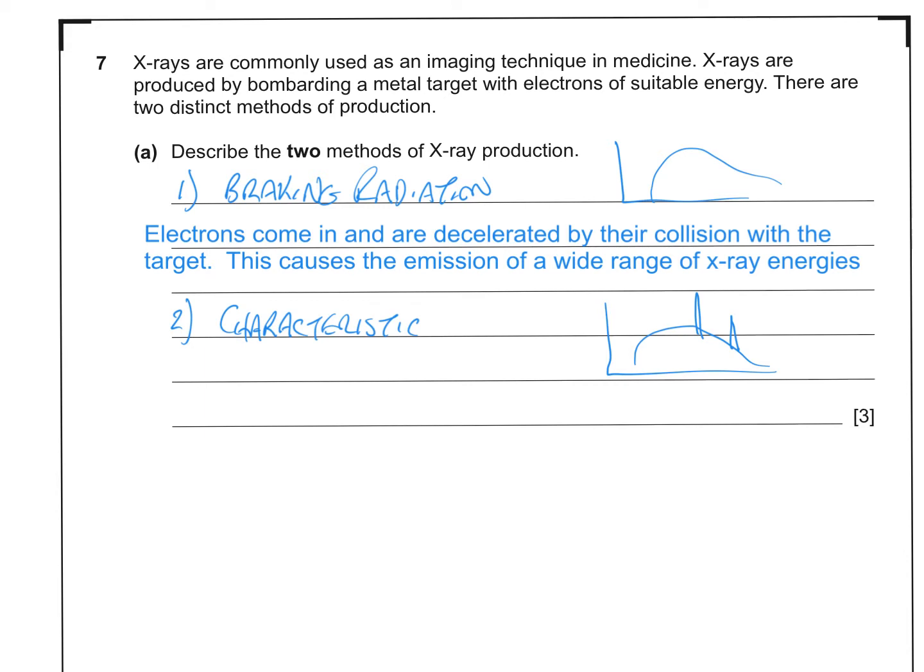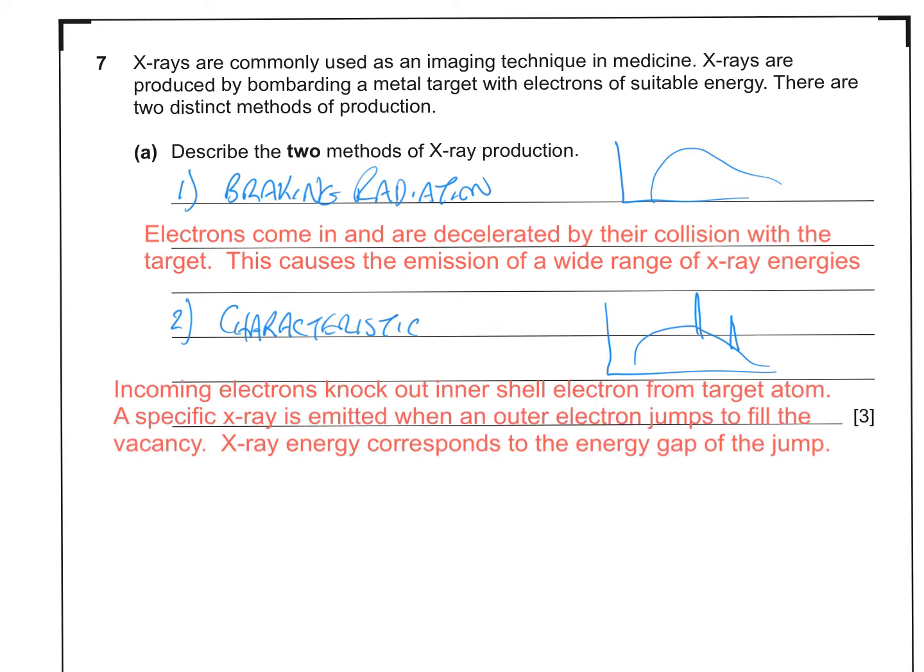Now, as well as that, you've got this other thing that produces the spikes, and we call that the characteristic part of the X-rays, and it's produced by electrons being knocked out from the atoms. So incoming electrons knock out an inner shell electron from the target atom. A specific X-ray is emitted when an outer electron jumps to fill the vacancy, and this is because there's a specific energy jump that will then produce these exact frequencies of the X-rays, and that's really what's going on there.